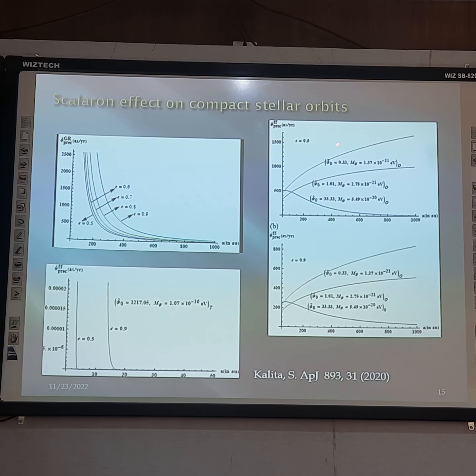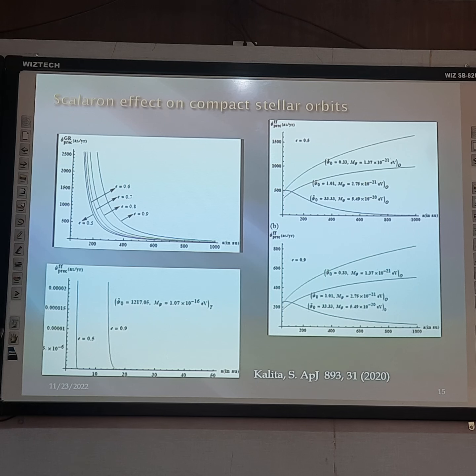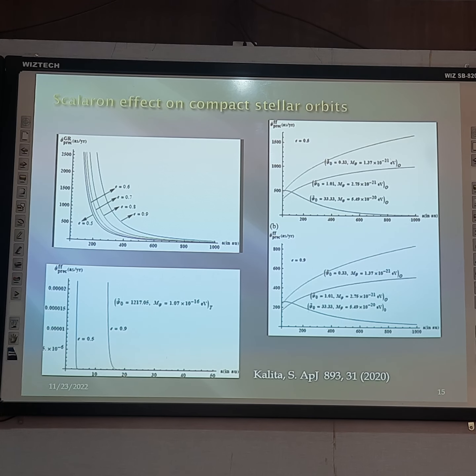So we see that if we have a low mass scalaron like 10 to the power minus 21 electron volt, then the f(R) gravity effect builds up towards the larger orbital radii. But if we go to higher masses, something like 10 to the power minus 20, or maybe minus 19, minus 18, minus 17 electron volt, and here I have shown a graph for 10 to the power minus 20 electron volt, then we see that this scalaron effect is building up towards the compact stellar orbits.